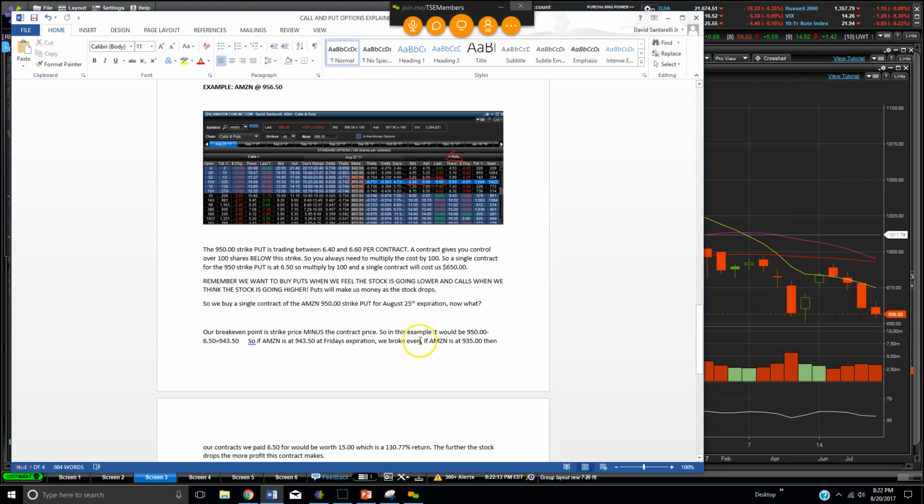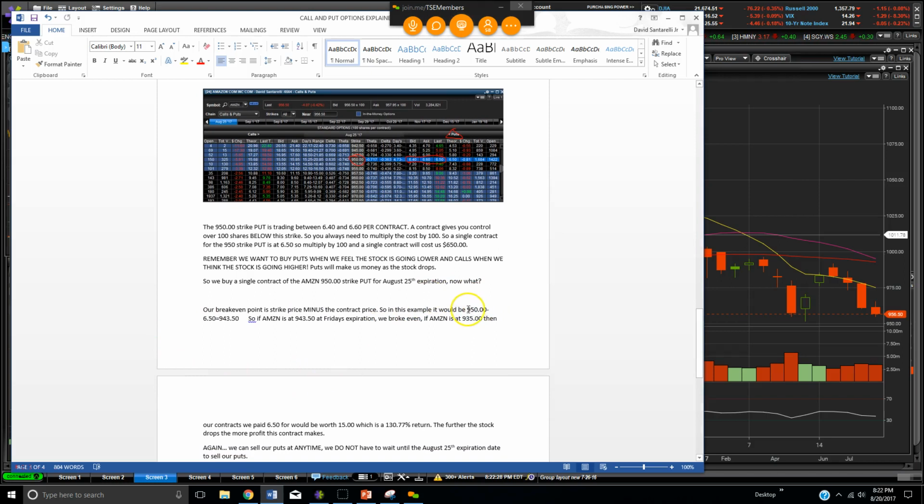Now what? Our break-even point, like we said with the calls, was strike price plus premium. Here it's just the opposite. It's strike price minus the premium. So in this example, we're buying the 950 strike put for $6.50. So strike price minus what we paid, $6.50. That means we need Amazon at $943.50 for us to break even. So if Amazon's at $943.50 at Friday's expiration, we broke even.